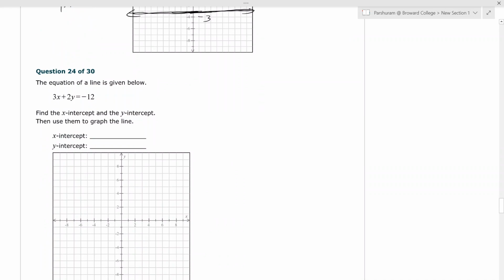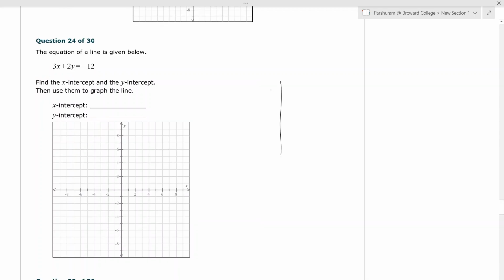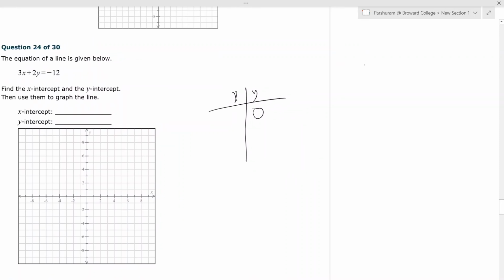For the next problem, the equation of the line is given. We need to find out the x-intercept and y-intercept, and we need to plot the graph. So for finding the x-intercept, we put y equal to 0 in the given equation. Then I get 3x plus 0 equal negative 12. I need to solve for x. So x would be negative 4. So the x-intercept would be negative 4 comma 0. I'm going to plot that in this rectangular coordinate system.